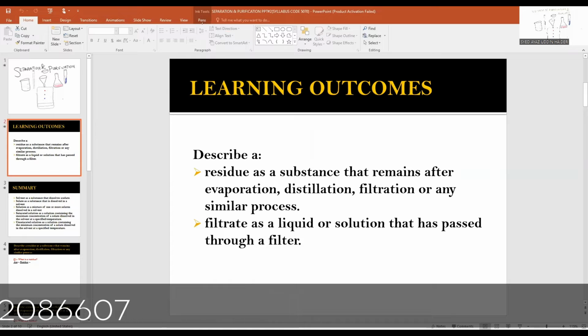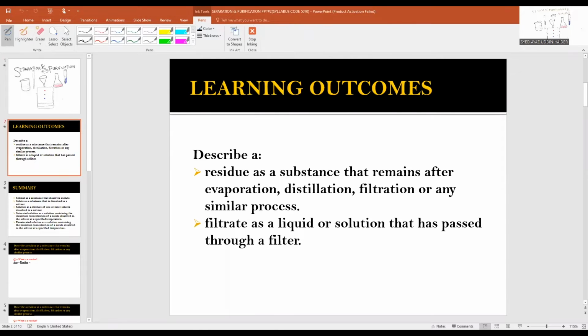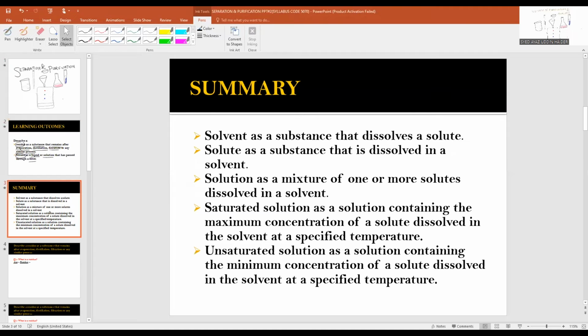This is Sir Ayaz. I will continue my lesson for the topic separation and purification. The learning outcomes for this lesson would be: describe a residue as a substance that remains after evaporation, distillation, filtration, or any other similar process; filtrate as a liquid or solution that has passed through a filter. Here's the summary of the last lesson.